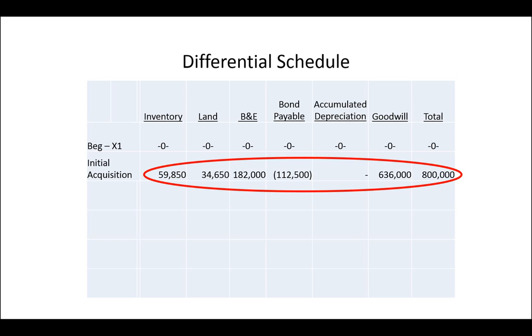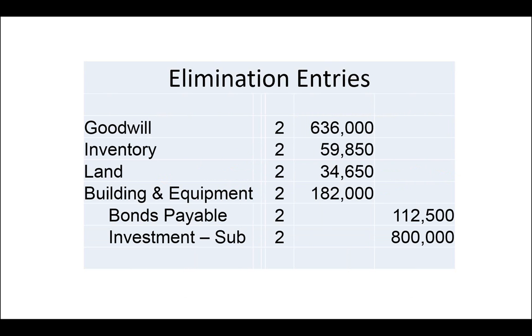Notice on this differential schedule, again, there's no cumulative depreciation. We'll get to that in year one. So what we're going to do is do just what the schedule says. The positive numbers represent debits. The negative numbers or bracketed numbers represent credits. So we're going to make the following entry based off that initial amount. Debit goodwill, debit inventory, debit land, debit building and equipment, credit the bond payable, and then credit the investment sub.